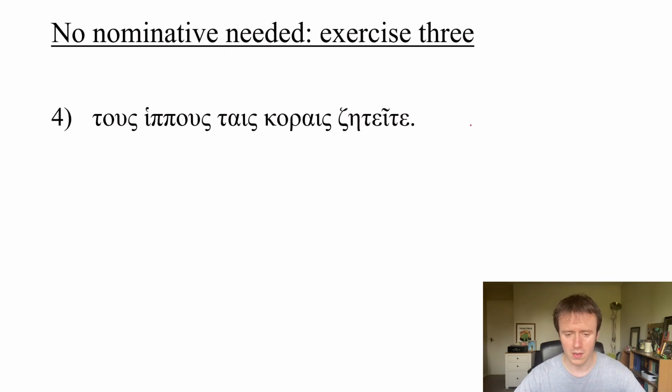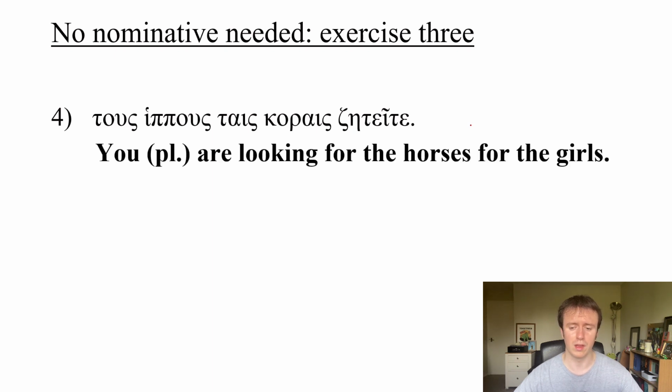This was a contract verb at the end, and this sentence should have been translated as you plural are looking for the horses for the girls. You could have said you plural seek or are seeking the horses for the girls as well, because zeteo means either to look for or to seek. Here we had zeteo, and what's happened here is the epsilon in the stem of zeteo has contracted with the person ending ete, which is the second person plural person ending, and that has made eite. Okay, so this ending eite is second person plural. And that lets us know that you plural are doing the action, you plural are looking for or are seeking.